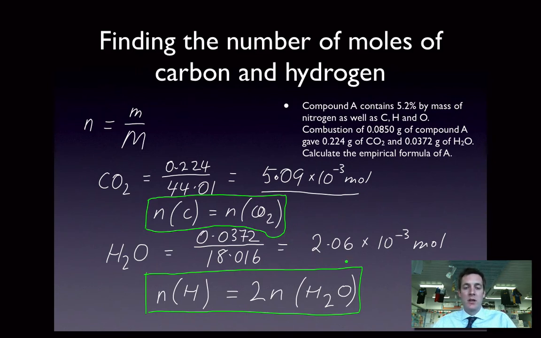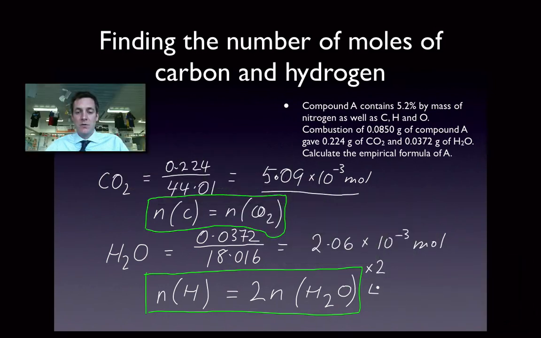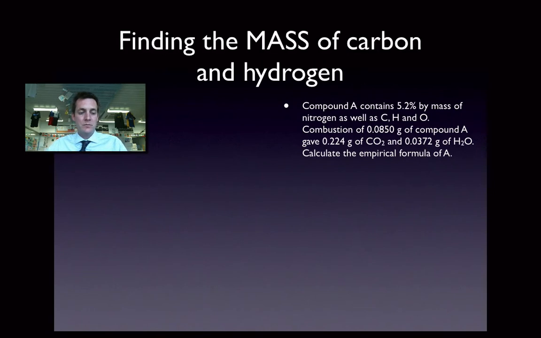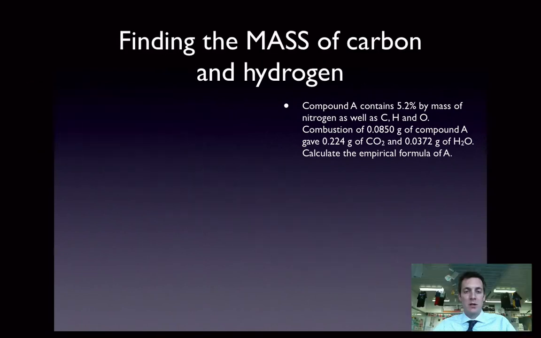Okay, so anyway, I'm going to multiply this one here by 2, because I know that the number of moles of hydrogen is twice the number of moles of water, but I'm going to leave the one of carbon as it is there. So I multiply that by 2, find my number of moles of hydrogen, and that is 4.13 times 10 to the minus 3 moles. Okay, so I've got the number of moles of carbon and hydrogen there. Right. Let's move on to finding the mass of carbon and hydrogen.